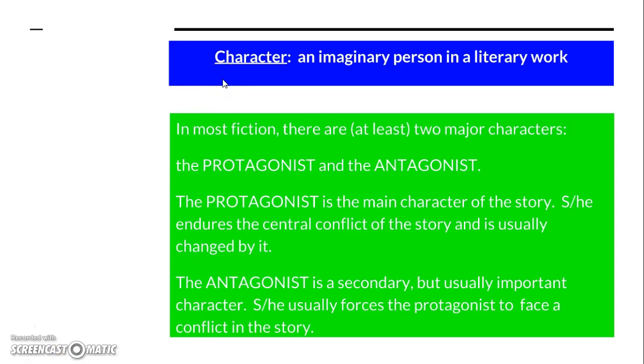We're all familiar with the character. The actual definition is an imaginary person in a literary work. A character is made up. In most fiction, there are at least two major characters. There's a protagonist and an antagonist. The protagonist is the main character of the story. That character endures the central conflict of the story and is usually changed by the conflict.